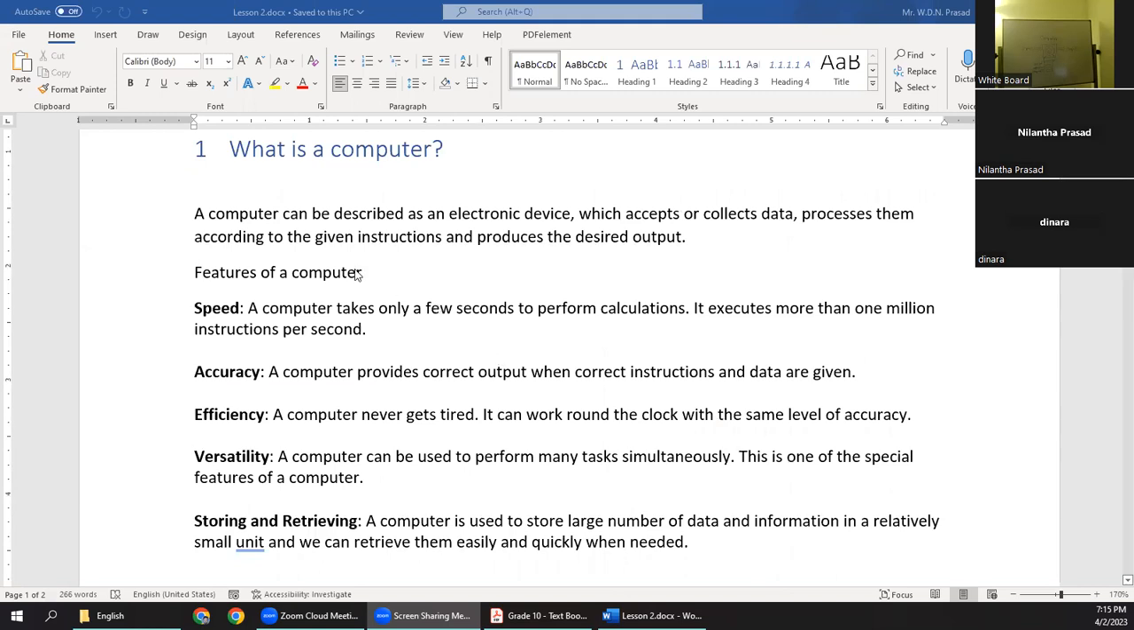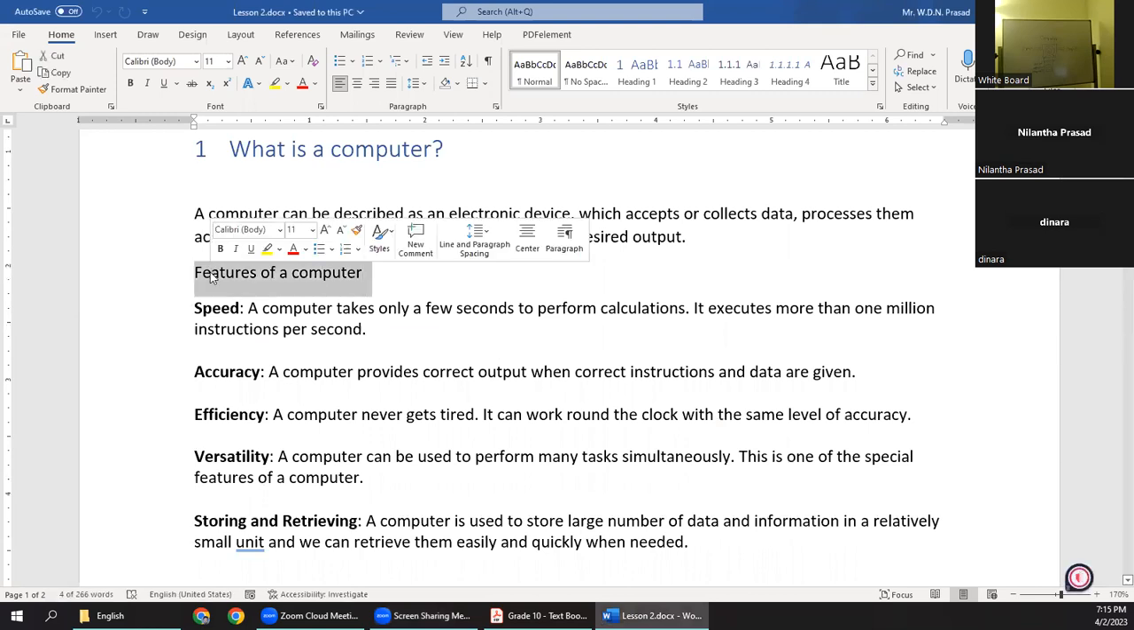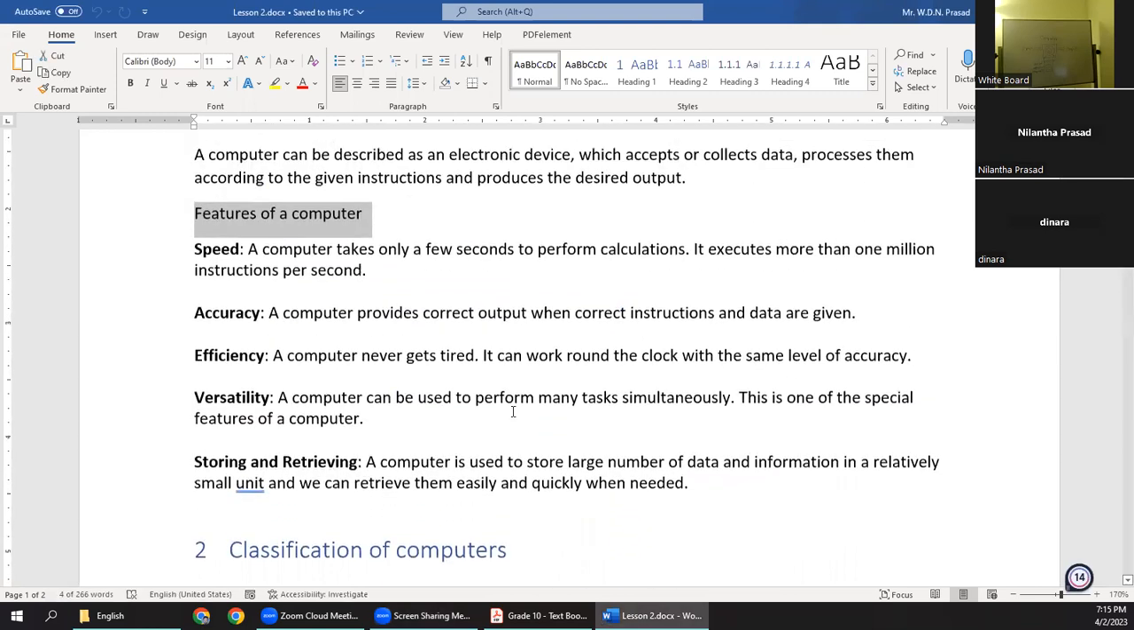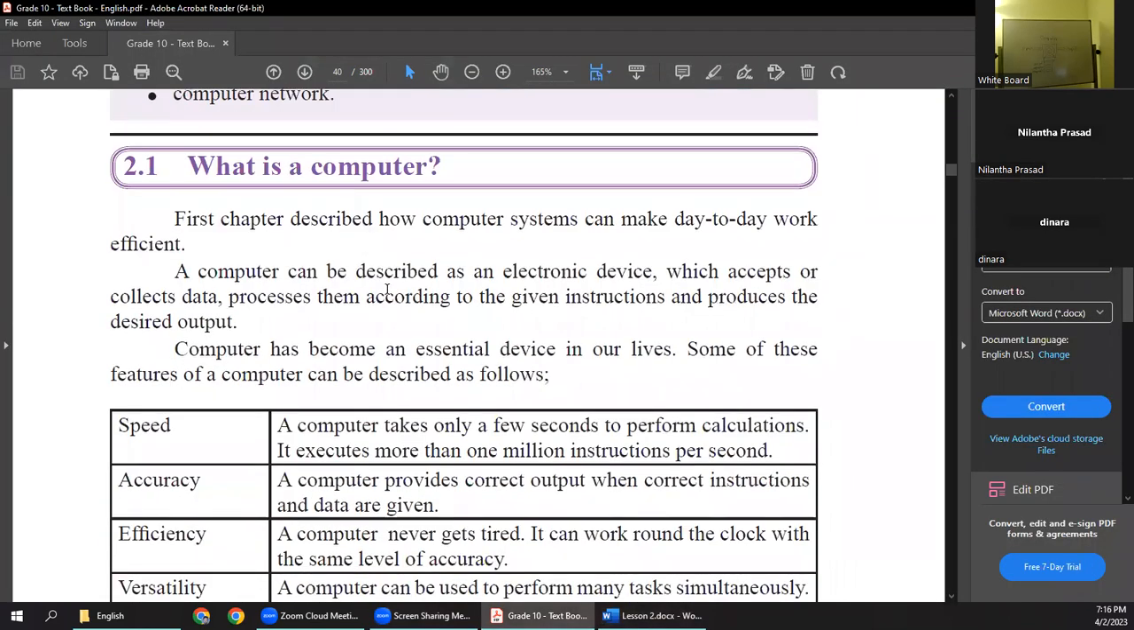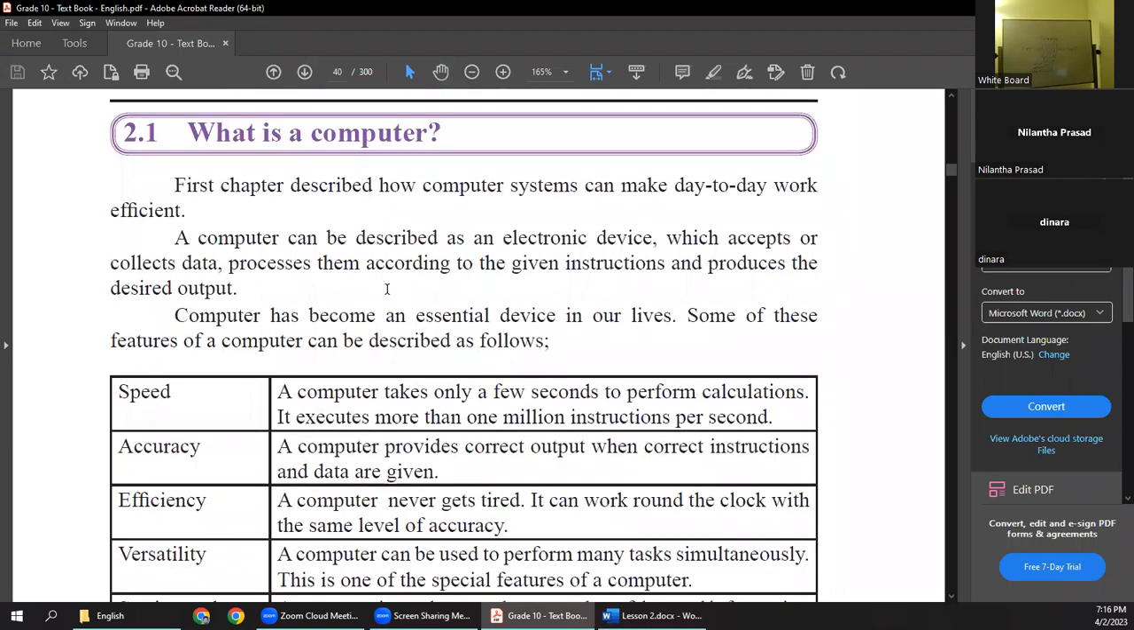We come to next discuss about the features of a computer. We're going to discuss the features of a computer. So let's write down the features of a computer.